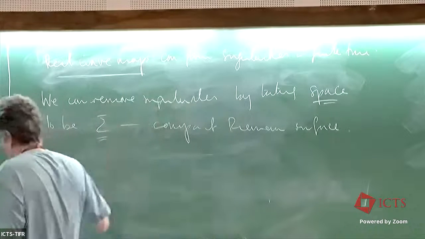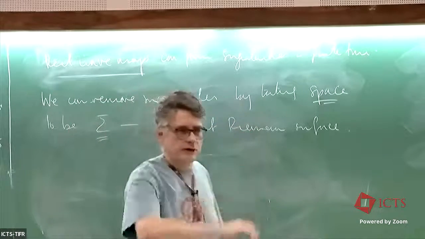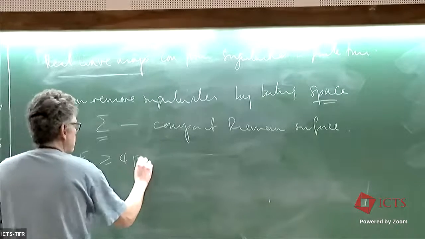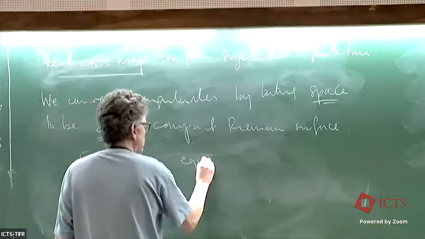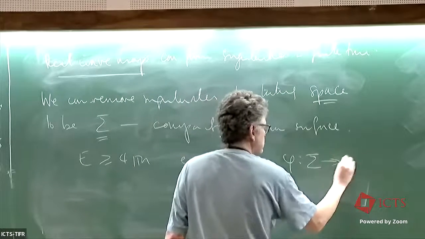Okay? And then it turns out that the Polyakov bound goes through exactly unchanged. So it's still true that E is bigger than or equal to 4 pi n, with equality if and only if phi, but now it's a map from a compact Riemann surface S2, is holomorphic.